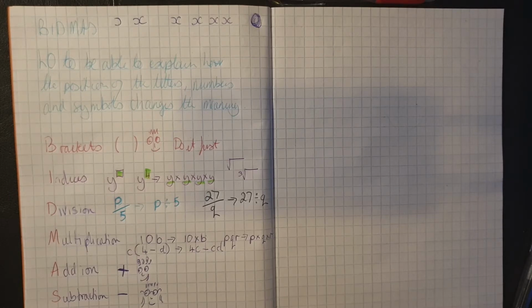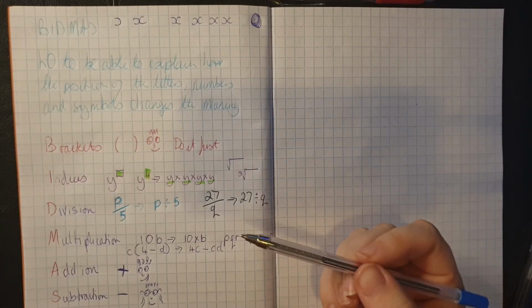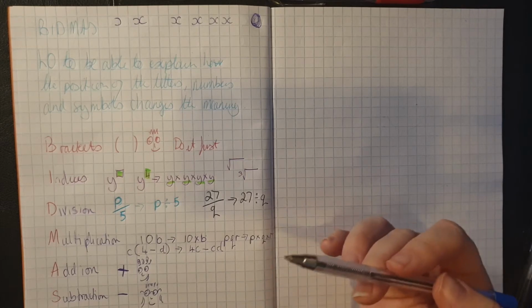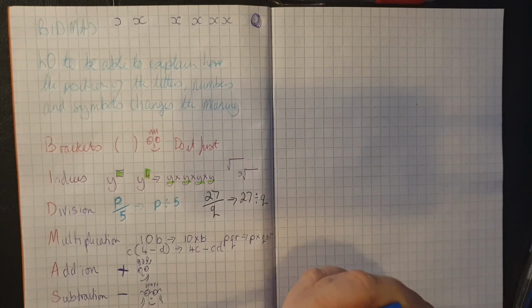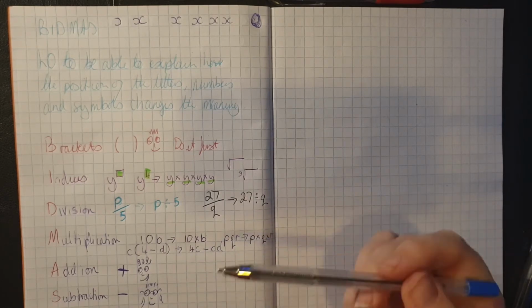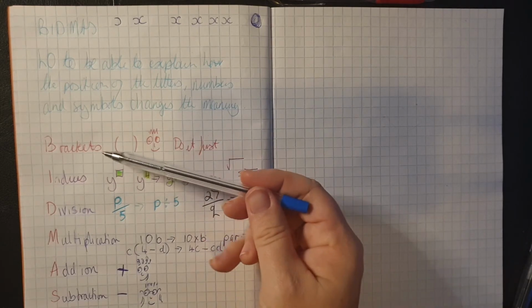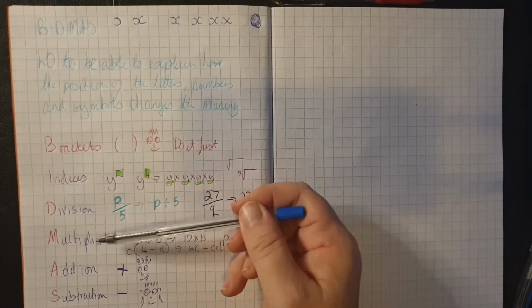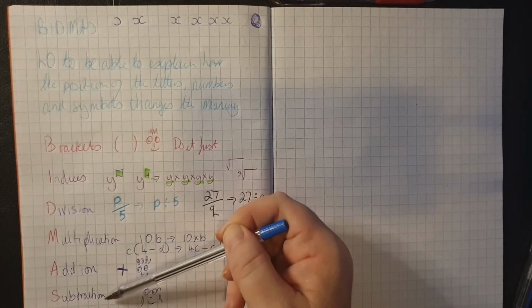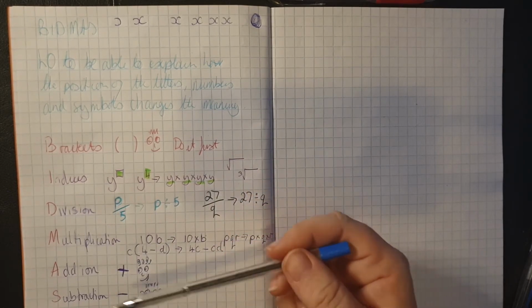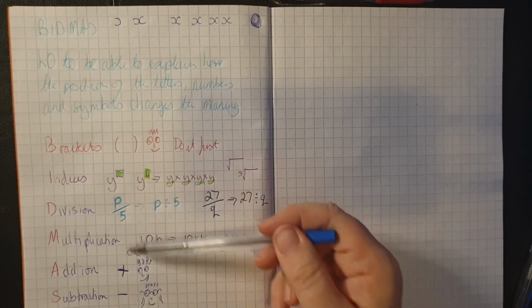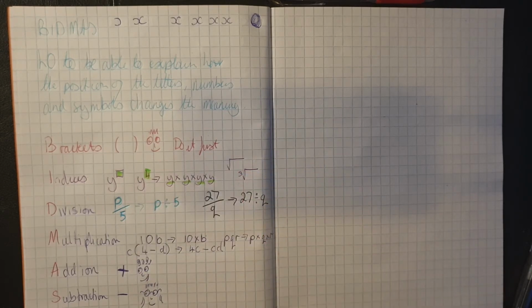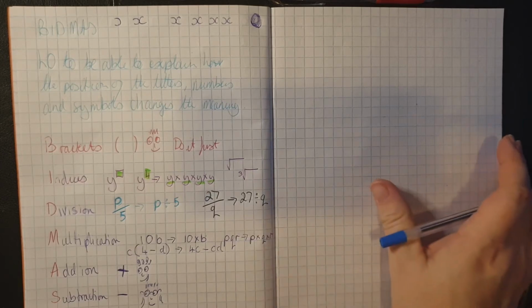Okay, so to recap, this is the order that we do algebra in. When we're looking at algebra, we're looking for the symbols, the letters, and how they change the meaning. We have brackets, indices, division, multiplication, addition, and subtraction. And when we're reading algebra, we're looking for it in this order. Right, let's have a look at some examples.